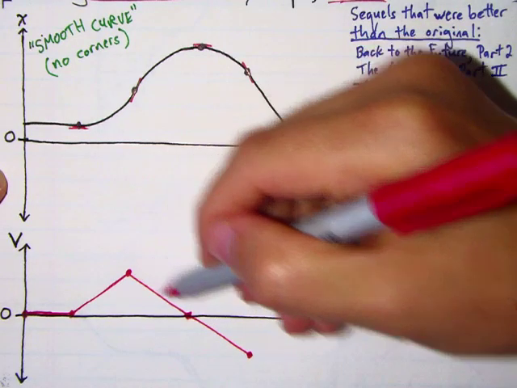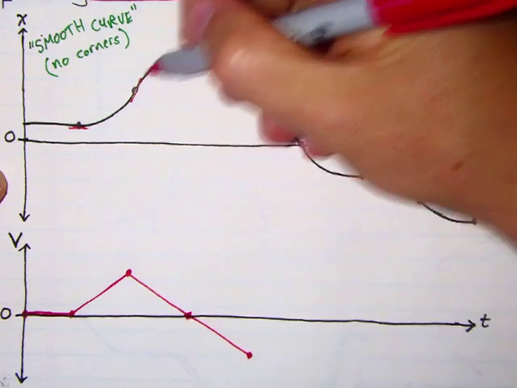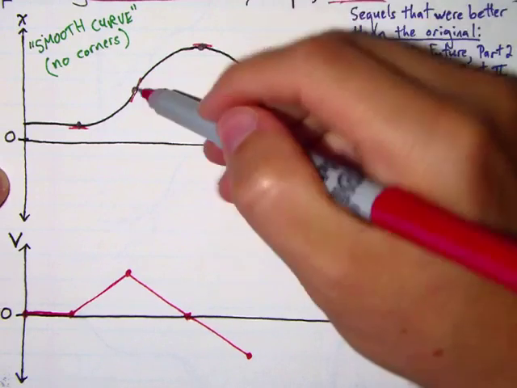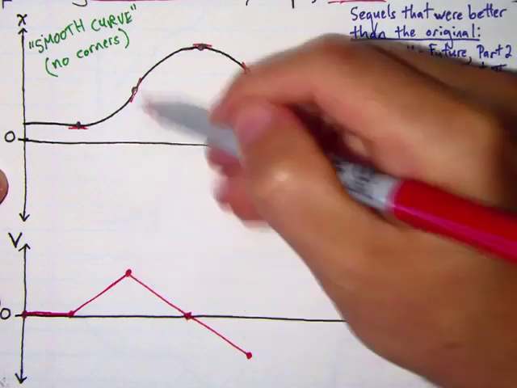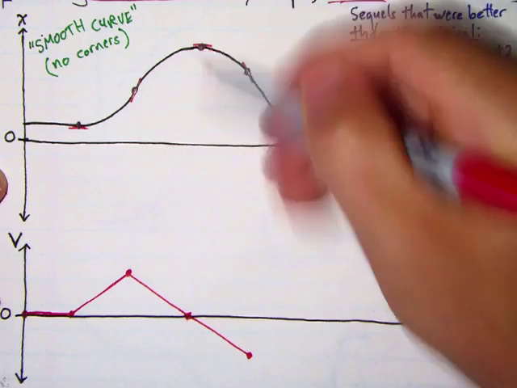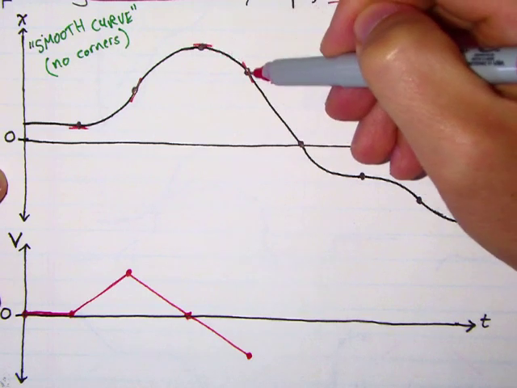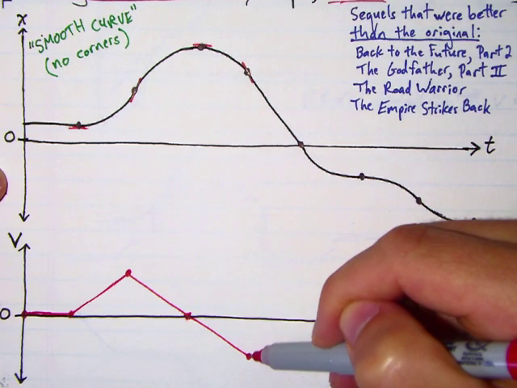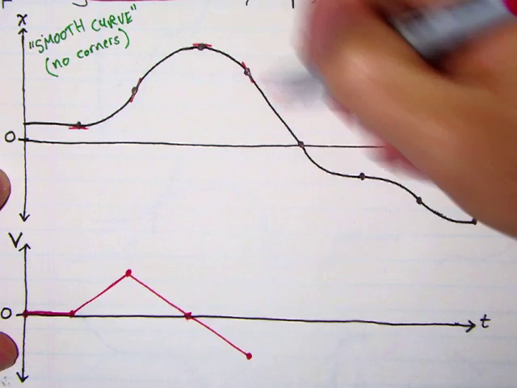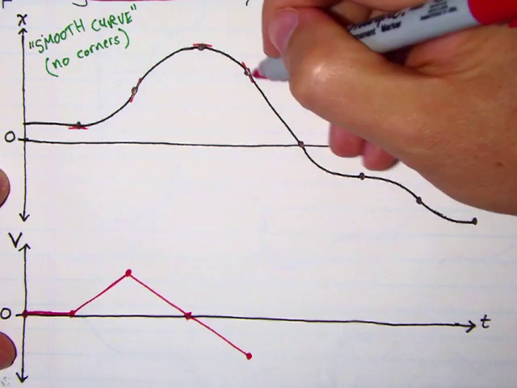So this whole line segment here corresponds to this arc, showing that we have a large positive velocity, then we're slowing down to rest, and then we're speeding up in the negative direction to reach a large negative velocity right there. From here to here now, we see that we're moving at a constant velocity.